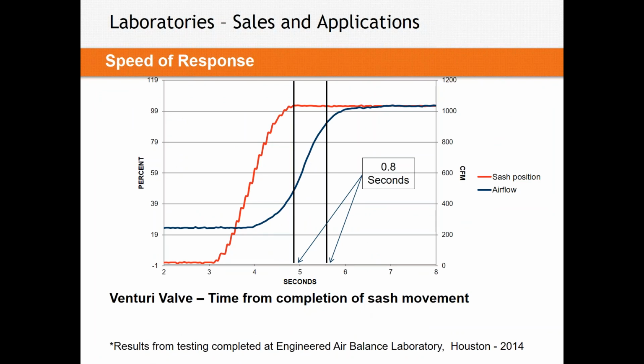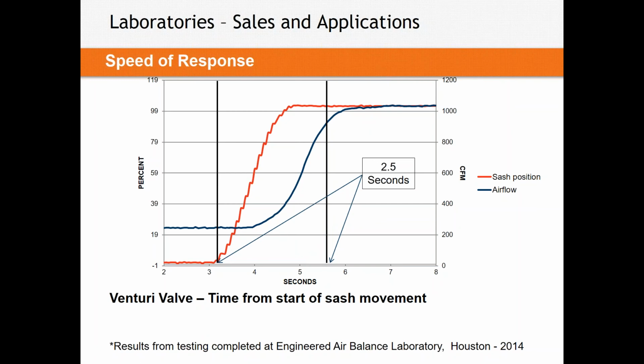Let's look at those first two standards here, looking at Venturi valves and then high accuracy terminals. In red, you can see the sash position. In blue here, you can see the actual airflow. And what we need is for the gap between the two black lines to be less than 3 seconds. So with Venturi valves, in accordance with that first standard, we stop moving our sash right here just before 5 seconds, and we hit 90% of our required flow right here, under a 1 second speed of response, extremely high speed.